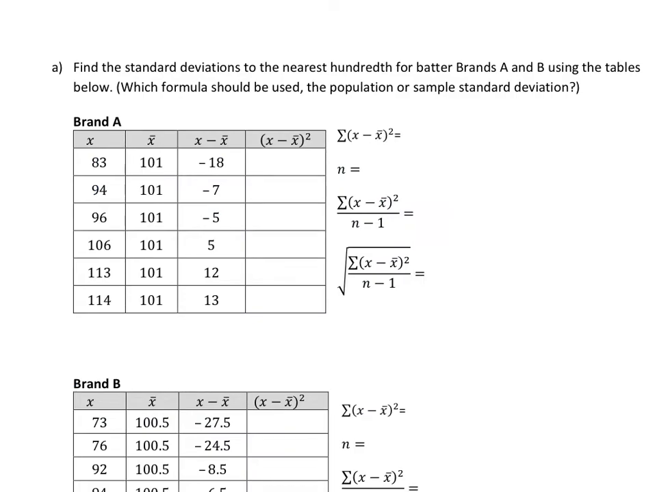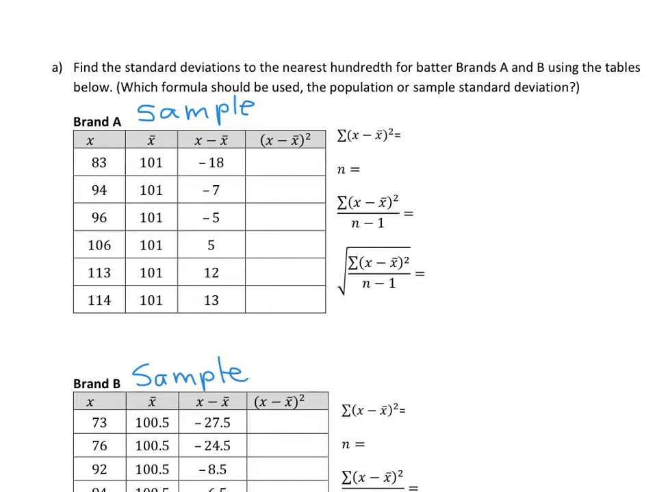Find the standard deviations to the nearest hundredth for battery brands A and B using the tables below. Which formula should be used, the population or sample standard deviation? Now this again is dealing with the battery brands A and B, and we know that those are only samples of the entire population of batteries. So these are both going to be samples. So we are going to find the sample standard deviation. And let's take this formula step by step.